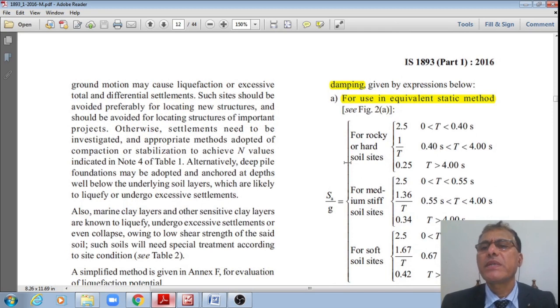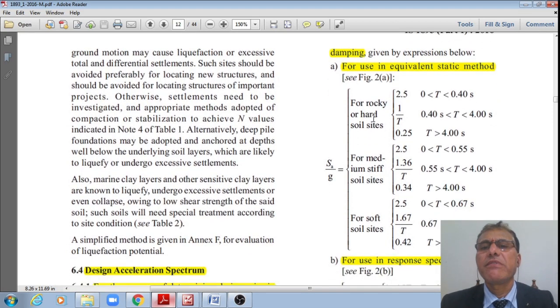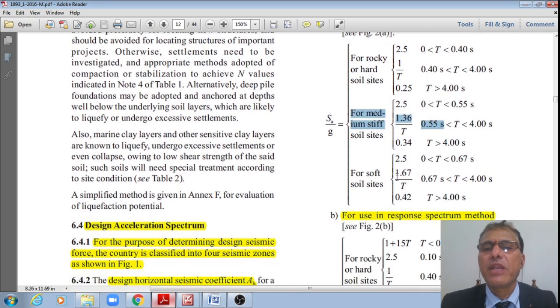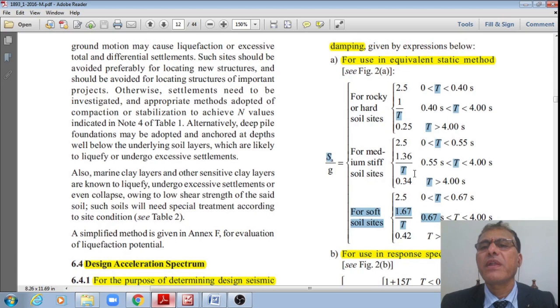However, for use in the equivalent static method, this SA by G is given by this set of formulas, student. You just see for rock and hard soils, keeping the time period of oscillation: if T is greater than 0 and less than 0.4 seconds, it is 2.5. If the time period is greater than 0.4 second and less than 4 seconds, it is 1 by T, and if the time is greater than 4 seconds, it is 0.25 for rock or hard soil strata. Like that, please see for medium and stiff soils, the SA by G value is given. Similarly for soft soils, the SA by G values are given as applicable for the equivalent static method.